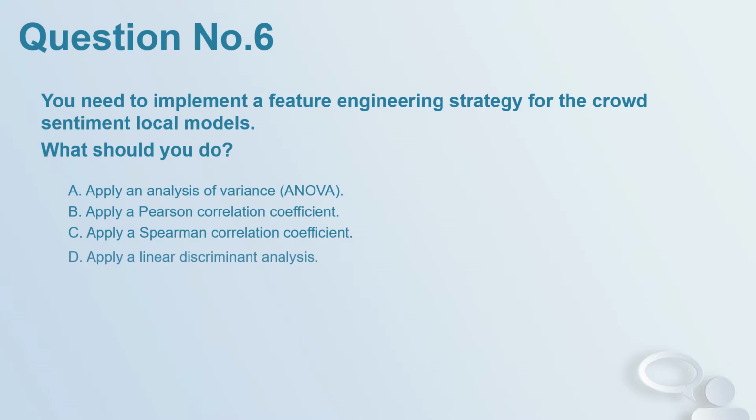Question number 6. You need to implement a feature engineering strategy for the crowd sentiment local models. What should you do? A. Apply an analysis of variance (ANOVA). B. Apply a Pearson correlation coefficient. C. Apply a Spearman correlation coefficient. D. Apply a linear discriminant analysis. Answer: D.